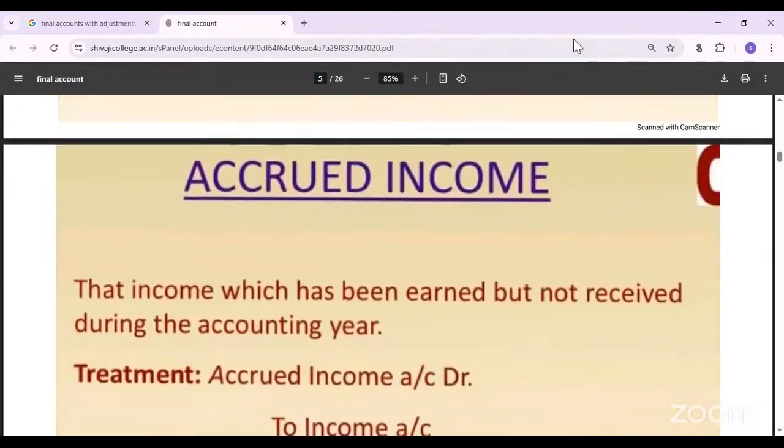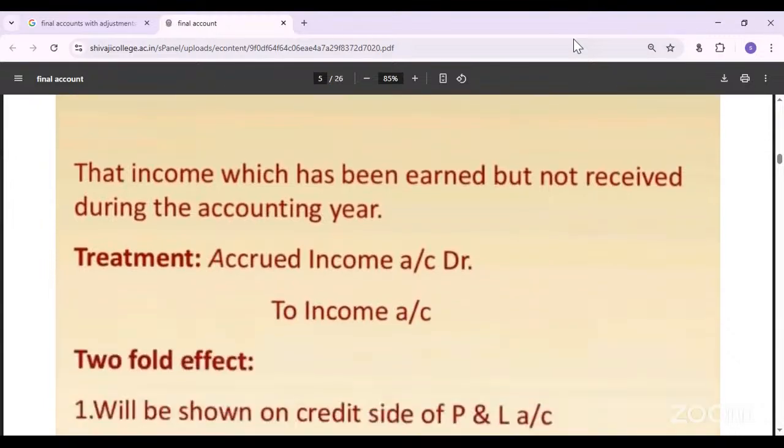Then another adjustment is accrued income. Accrued means the income which has been earned but not received during the accounting period. We earned the income but we did not receive the income. That income we call it as accrued income. అంటే ఆ ఇన్కమ్ మనకి రావాల్సింది కానీ ఈ మంత్ ఈ ఇయర్ లో రాలేదు, మేబీ నెక్స్ట్ ఇయర్ లో వచ్చేస్తుంది. But still we have to show it in our books of accounts. Hence, it is treated as accrued income.